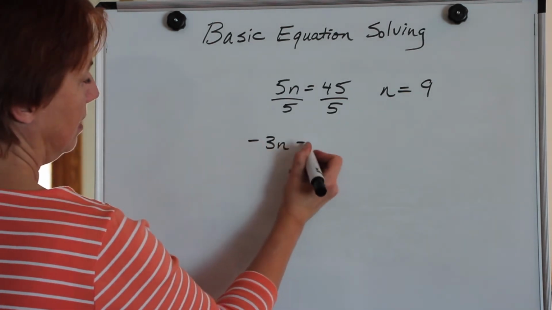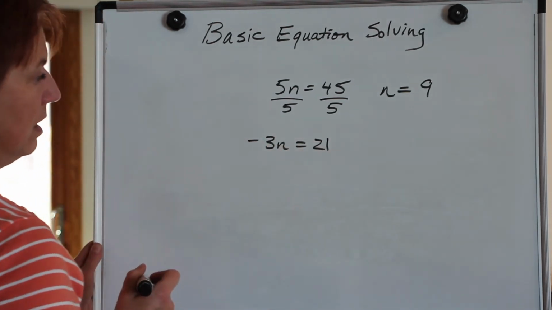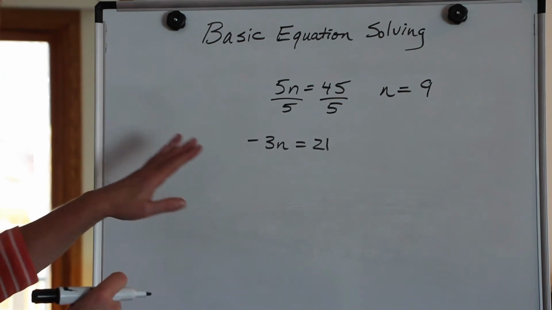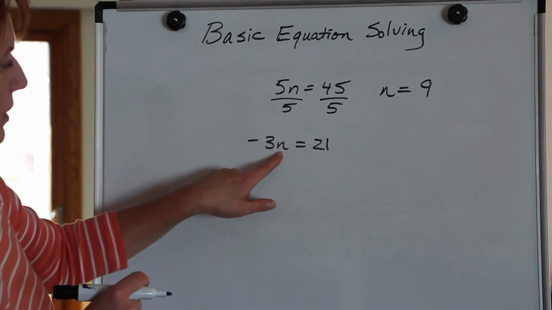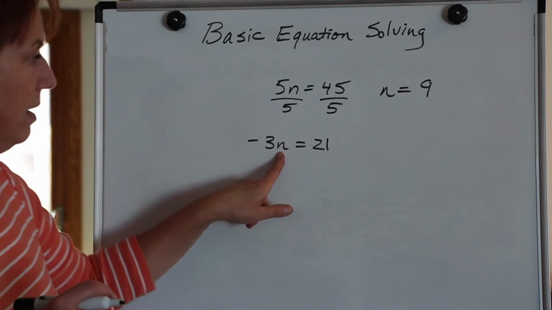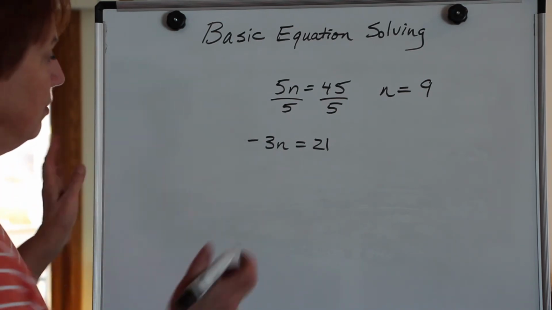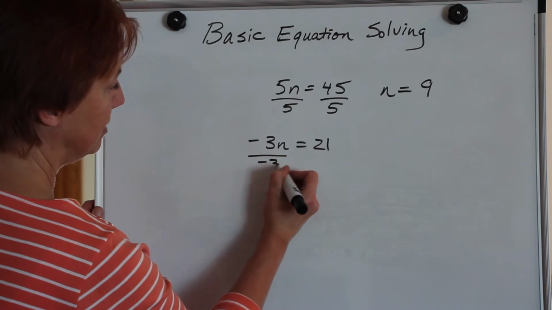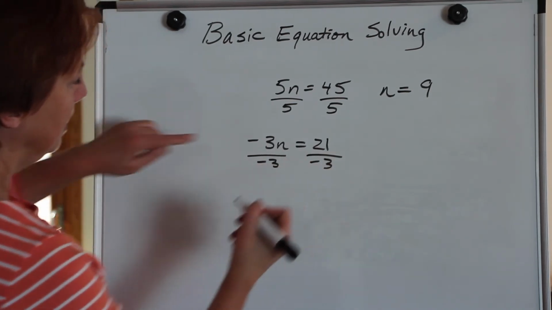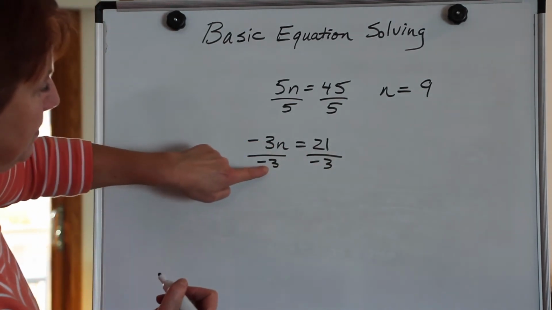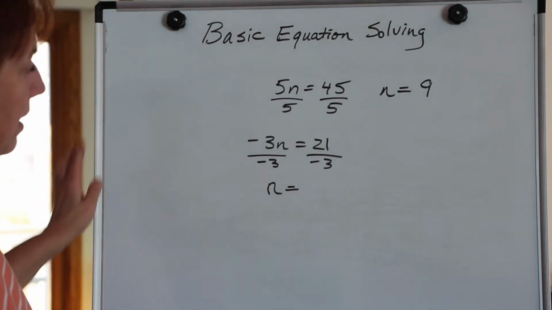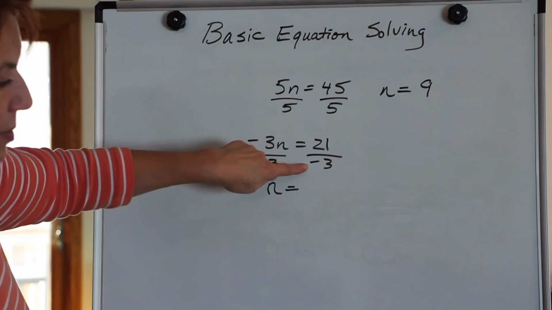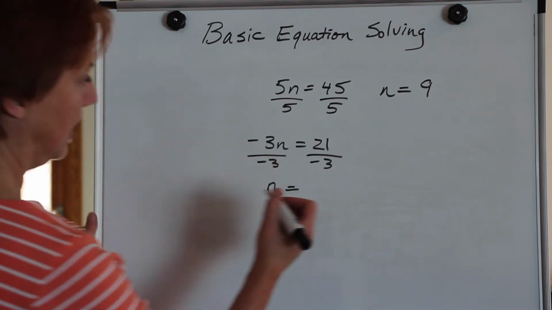Negative 3n equals 21. So for this one, in order to divide both sides by something so that the n goes away, we're not going to divide by 3, we're going to divide by negative 3, because that's what's sitting there, okay? Negative 3n divided by negative 3 is just n. That's all we're left with. Here, a positive divided by a negative is a negative.